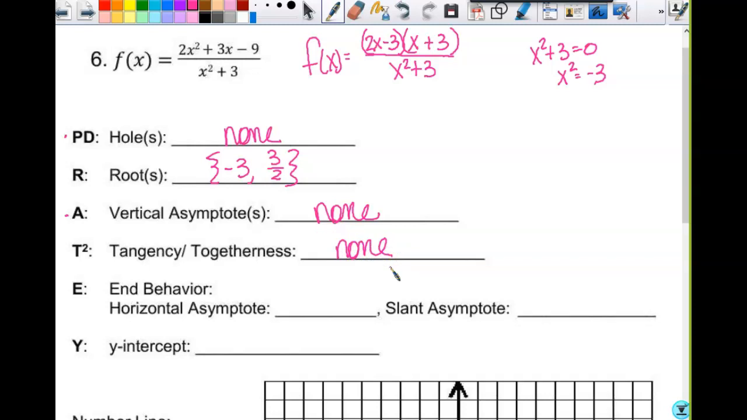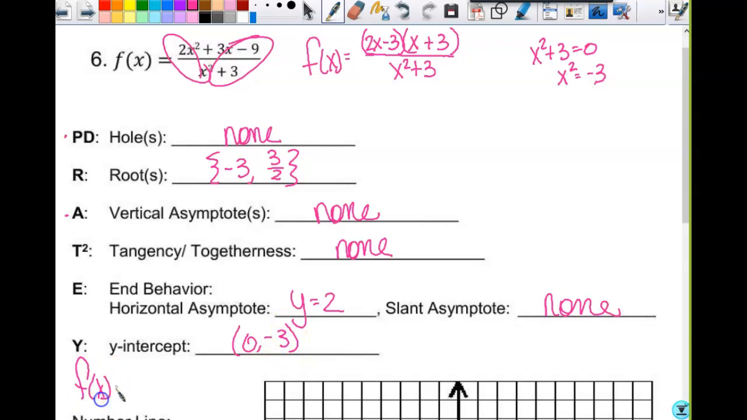Do I have a horizontal asymptote? Yes, they are tied in degree, so it is the ratio of the leading coefficients, so it's y equals 2. Slant asymptote, that would be none. Y-intercept, well, I can just look at the constants of my function here, and I'm going to get (0, -3). And then I'm going to rewrite this.